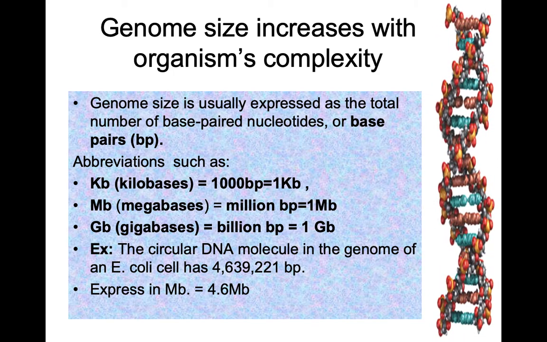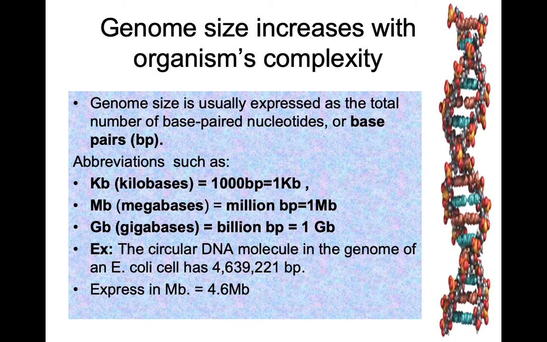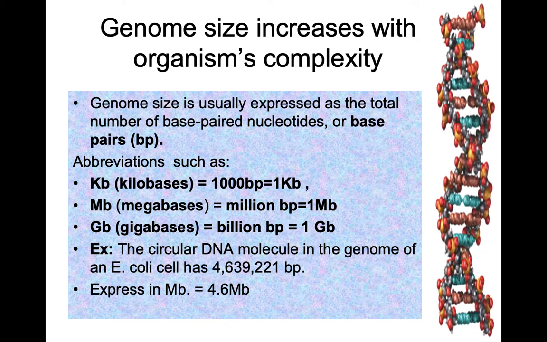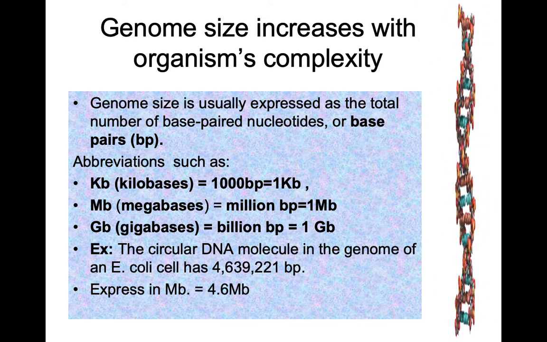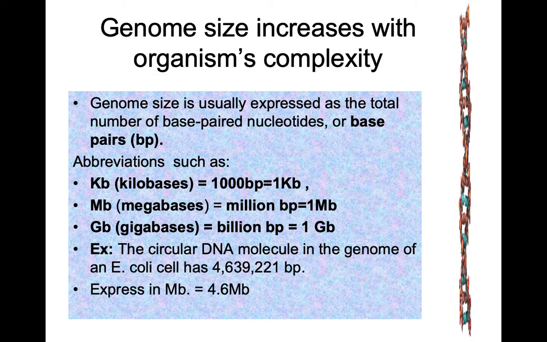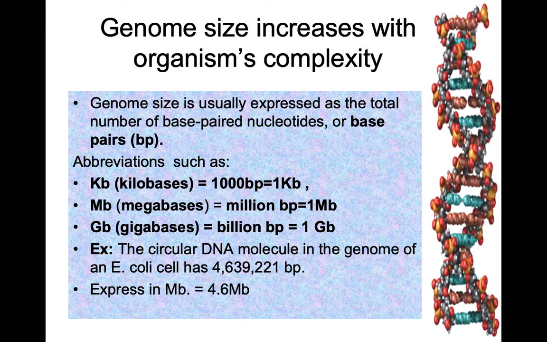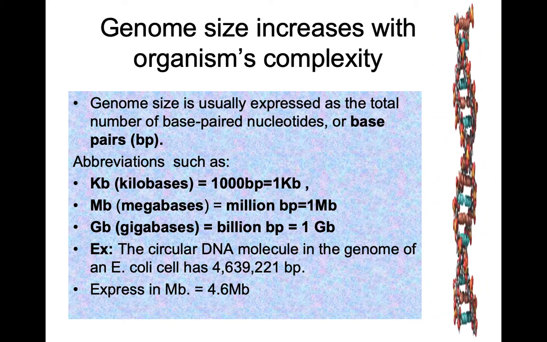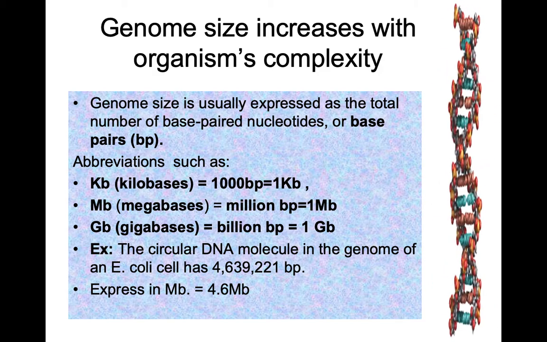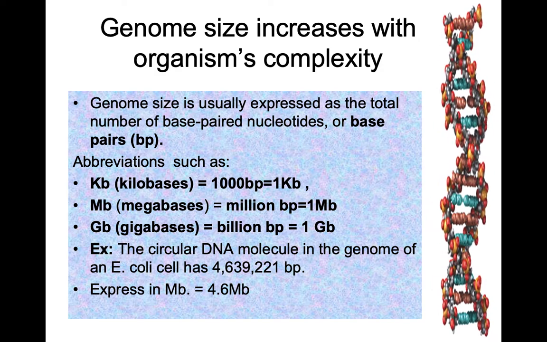1 million base pairs is equivalent to 1 MB. And 1 billion base pairs is equivalent to 1 GB. So, for example, if you have an E. coli cell with around 4,639,221 base pairs, you can express it in megabases as 4.6 MB.